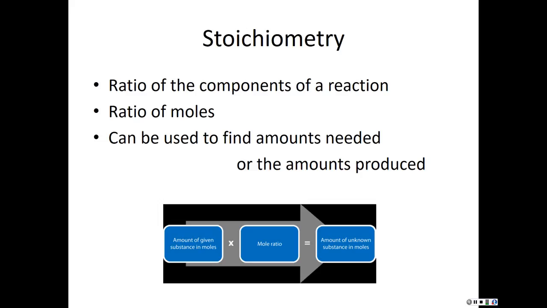Let's do one more quick one, and let's go back to an earlier reaction we had: 4Al plus 3O2 reacts to form 2Al2O3. Another balance. This one is balanced.